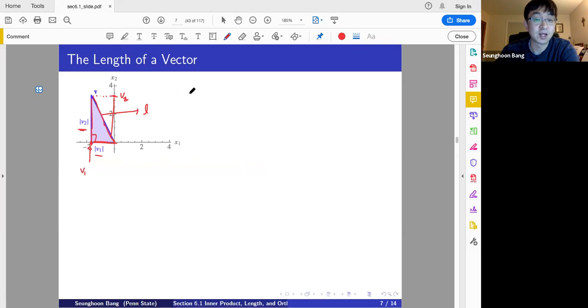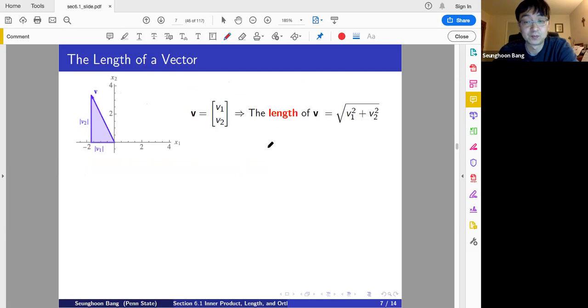This is a right triangle, so L squared equals the absolute value of v1 squared plus the absolute value of v2 squared. You don't need the absolute value sign because we have an even power; it's always positive or equal to 0. Take the square root: the length L is the square root of v1 squared plus v2 squared. This is the length. So we have it.